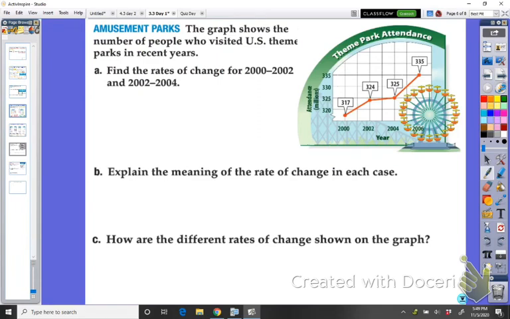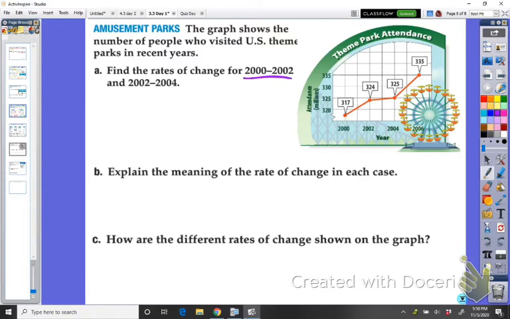Let's talk about the amusement parks here. So the graph shows the number of people who visited U.S. theme parks in recent years. Part A, find the rates of change from 2000 to 2002 and also from 2002 to 2004. So we're going to use some information from the graph this time instead of a table.